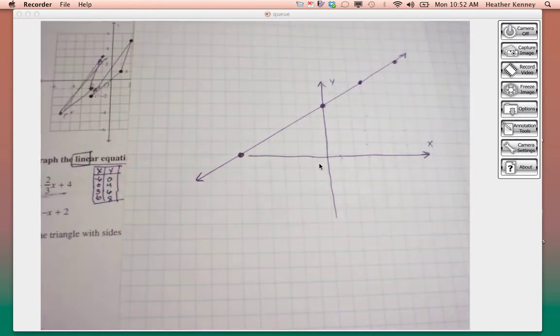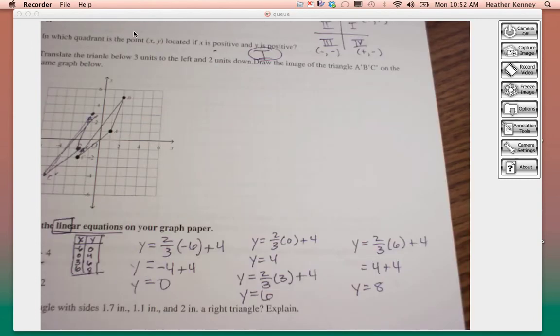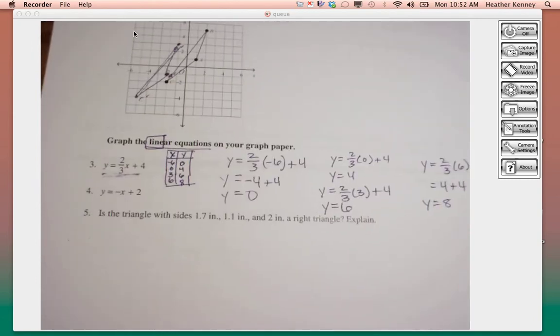Connect the dots, arrows on both ends of the line, and that's your answer. Yes? How many points will be taken off? Okay, I'm not going to do the next one because it's the exact same process.